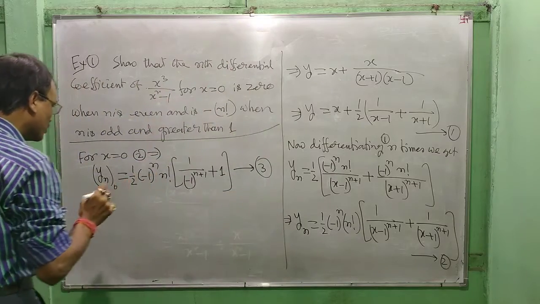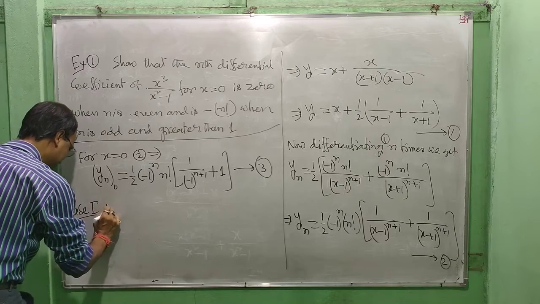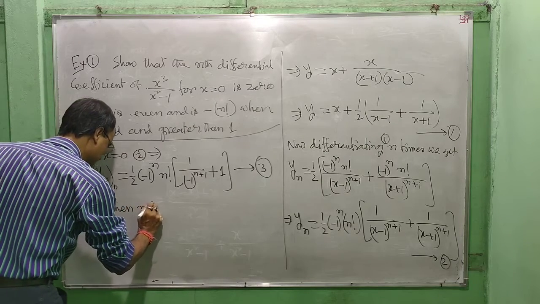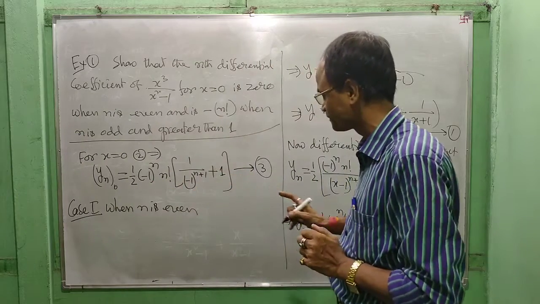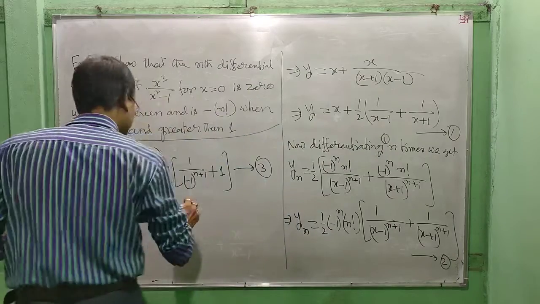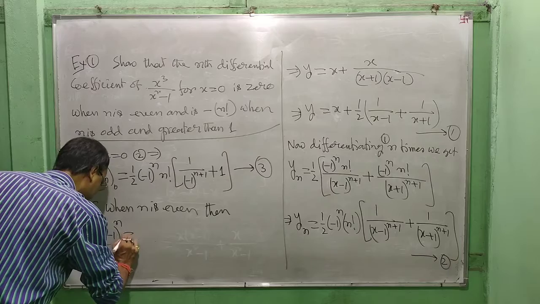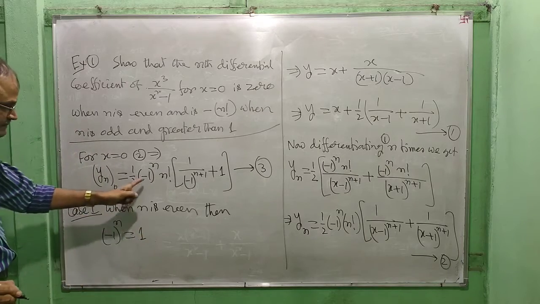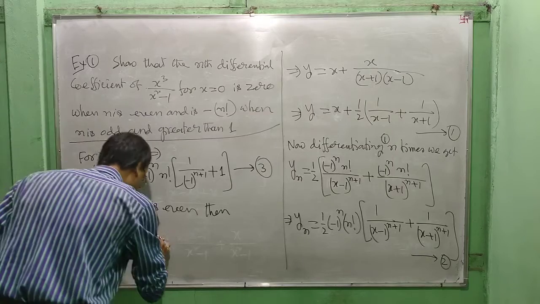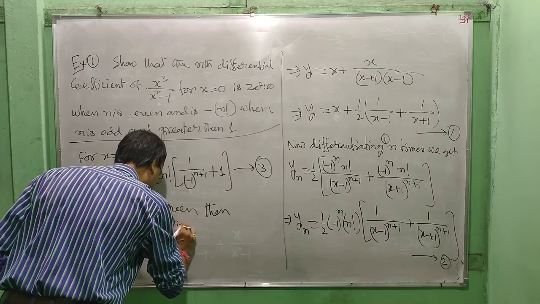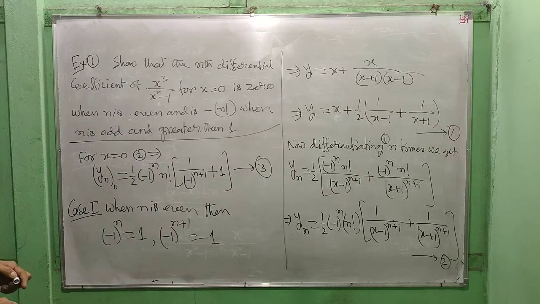Now case 1, when n is even. Then minus 1 whole to the power n is obviously equal to 1, and minus 1 whole to the power n plus 1 is equal to minus 1.